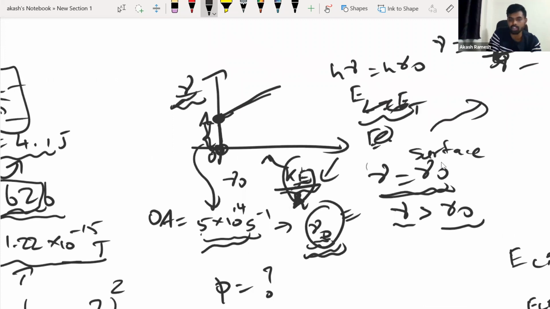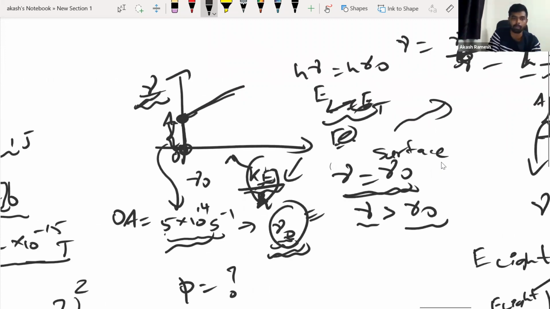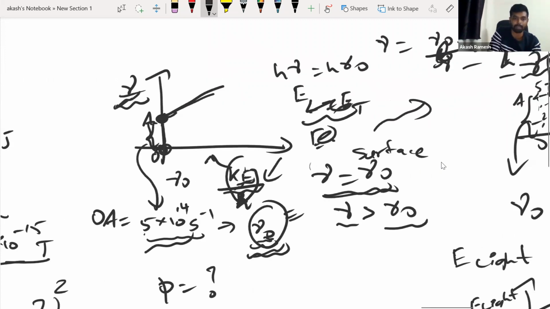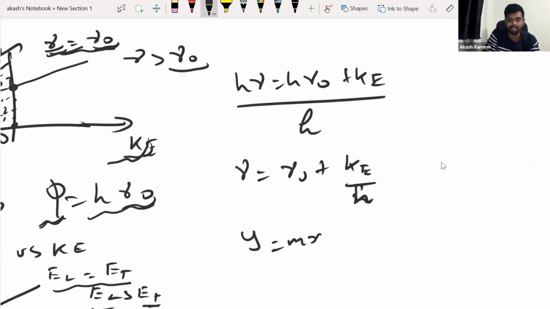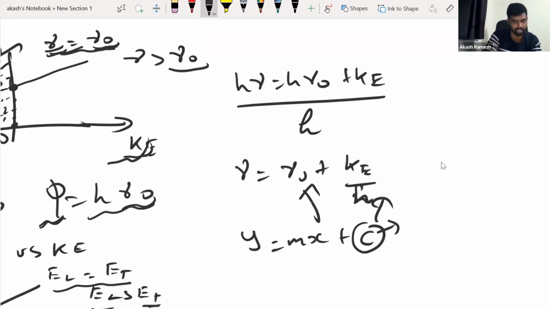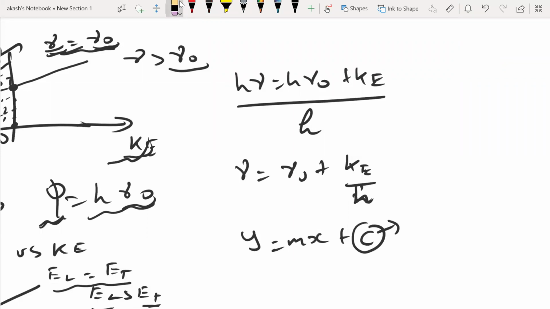This equation tells me that this is of the form y is equal to mx plus c. Oh, I'm sorry, guys, I'm totally messing it up. This should be the other way. Sir, so is the answer the same as 5 into 10 to the power 14? No, it should be h into 5 into 10 to the power 14. That is the threshold frequency. Yes, sir. Correct.